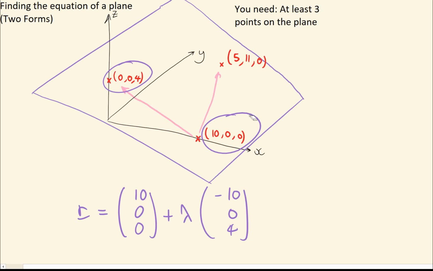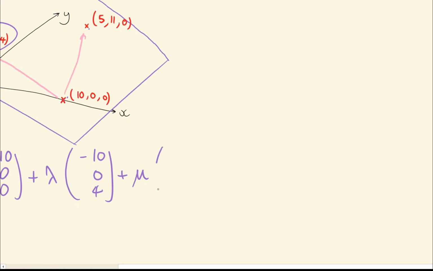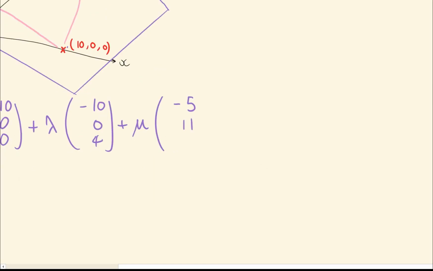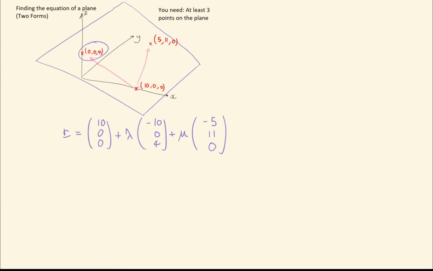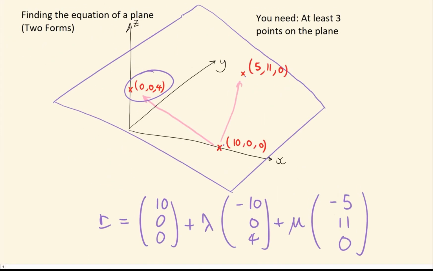Next, I'm going to do the exact same thing. I'm going to ignore this term for the time being. I'm going to work out the direction vector from here to here. So doing (5, 11, 0) take away (10, 0, 0). That's going to give me (minus 5, 11, 0). You can see here that if lambda's 0 and mu is 1, it gives me this point here. So it'll be 10 minus 5 is 5, nothing plus 11, and nothing plus nothing.